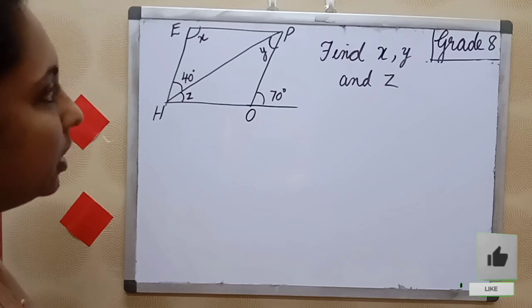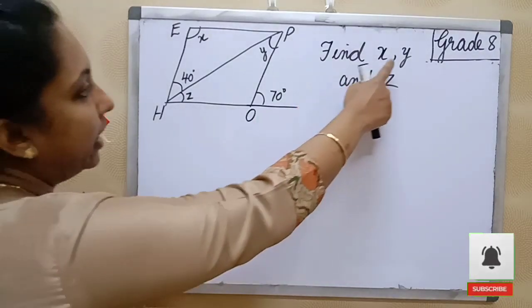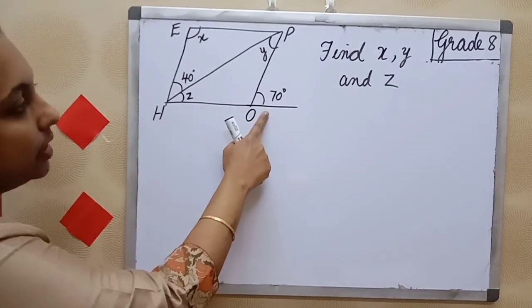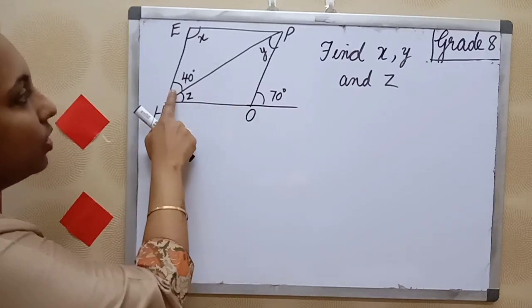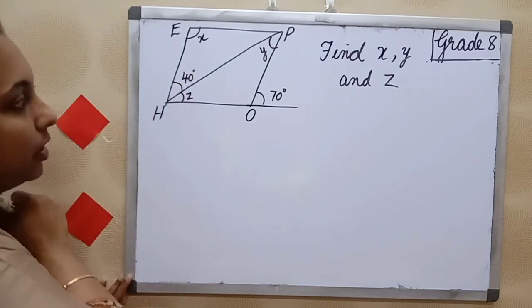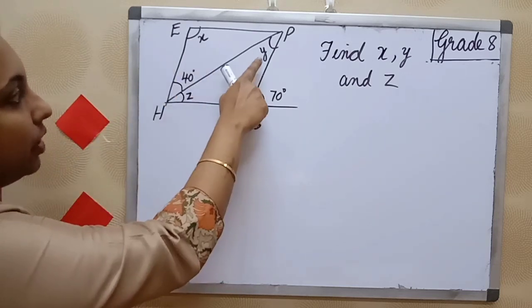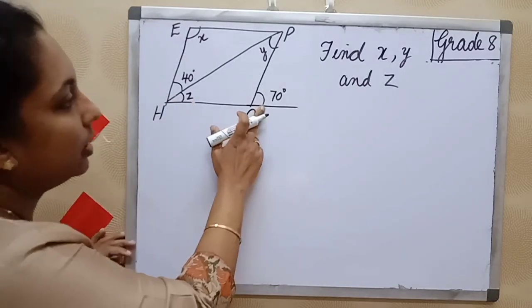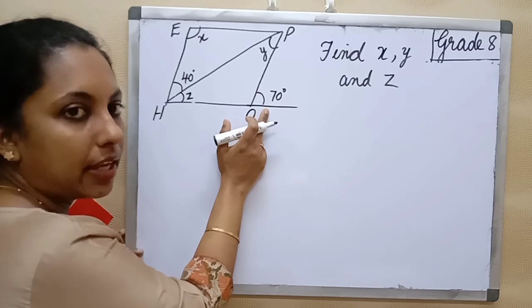Parallelogram HOPE. Find the unknowns X, Y and Z. One exterior angle is given, then one alternate angle, 40. The alternate interior angle is also given. We want to find X, Y and Z. See here, one exterior angle is given.